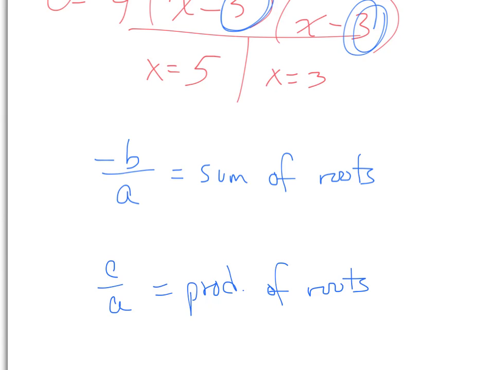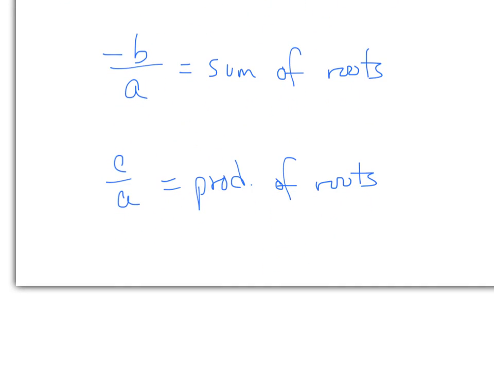So if you had something in standard form, and you knew a, b, and c, as a result, you would know what the sum of the roots are. So for example, let's take a look at y equals 2x squared plus 4x minus 8.